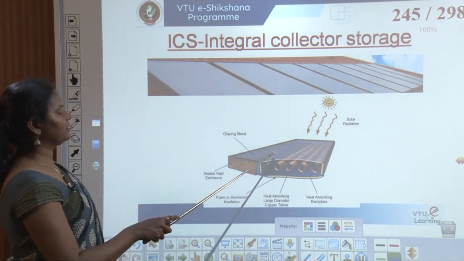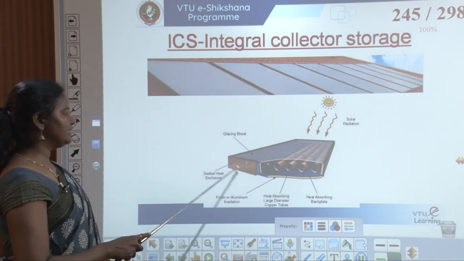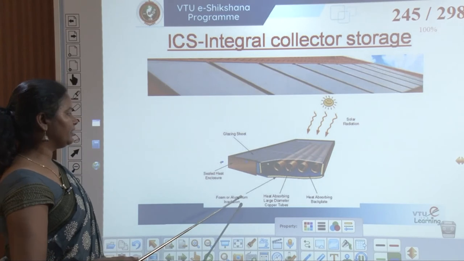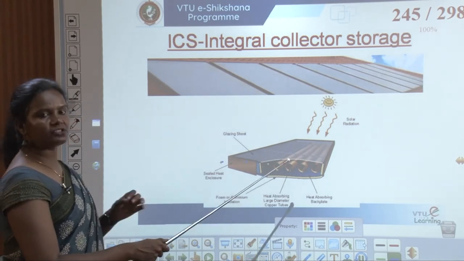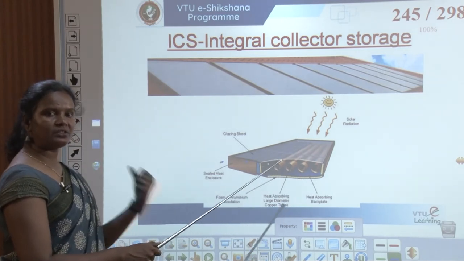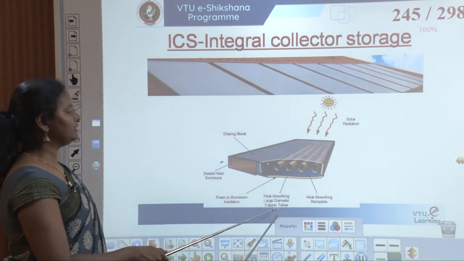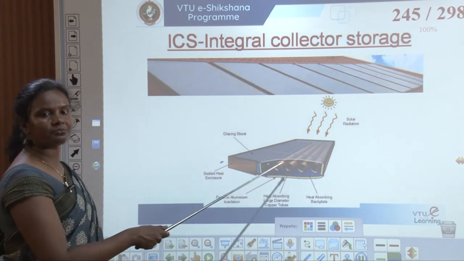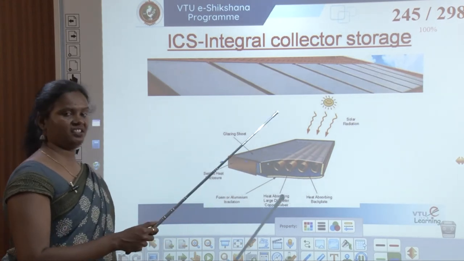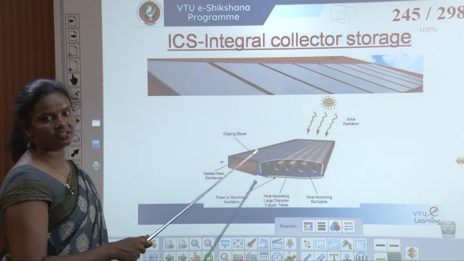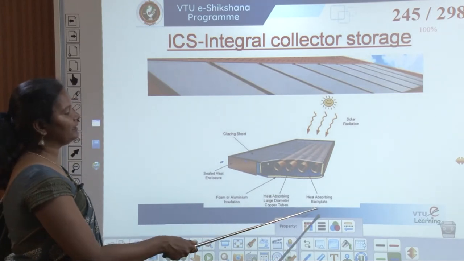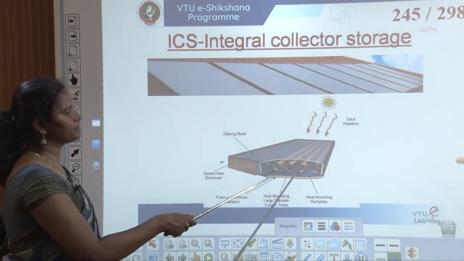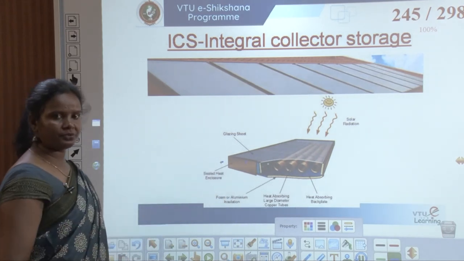So it has a glazing sheet on top, covered with a sealed heat enclosure. Then at the bottom it has foam insulation so that the heat is not transferred to the ground. And then it has heat absorbing large diameter copper tubes, it is not small, the copper tubes are large diameter. Then a heat absorbing plate is there. So the radiation heats up the water in the copper tubes.